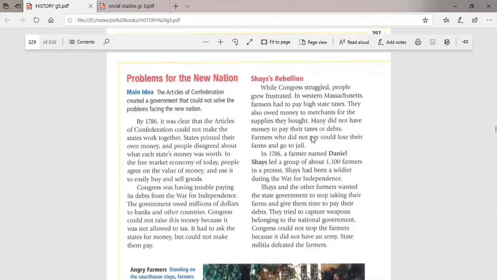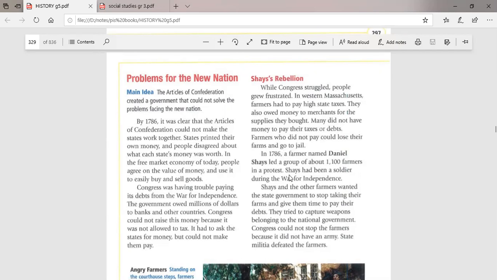Problem number three is Shays' Rebellion. You know that I told you that each state has its own laws. There were no common laws for all the American states. That's why in Massachusetts, for example, we found that the farmers had to pay taxes to the Massachusetts governor. And because some farmers couldn't pay the taxes to the governor, they would go to jail.